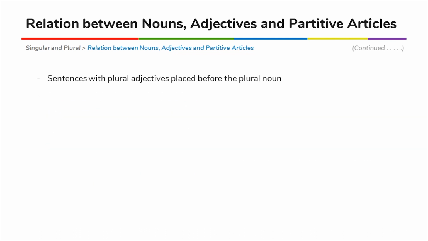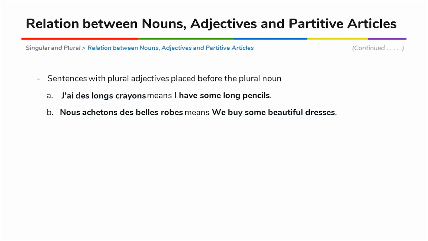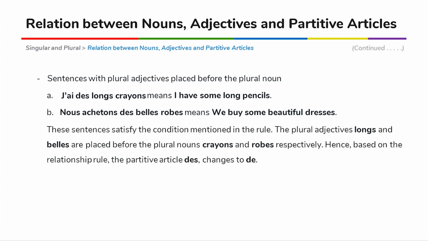Lastly, let's take some examples in which the plural adjectives are placed before the plural noun. J'ai des longs crayons means I have some long pencils. Nous achetons des belles robes means we buy some beautiful dresses. These sentences satisfy the condition mentioned in the rule. The plural adjectives long and belle are placed before the plural nouns crayon and robe respectively. Hence, based on the relationship rule, the partitive article des changes to de.